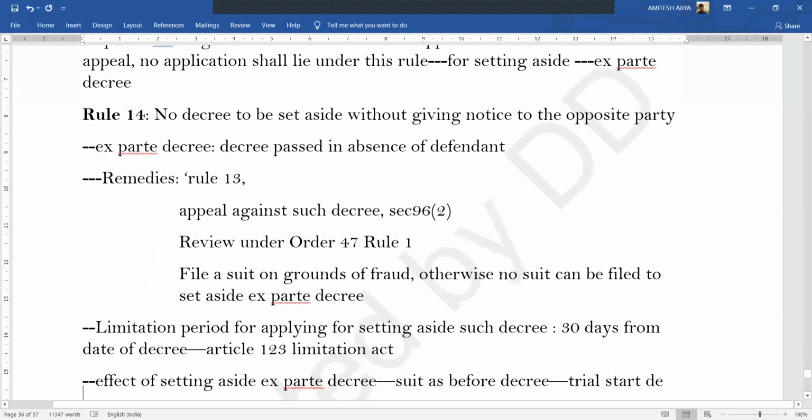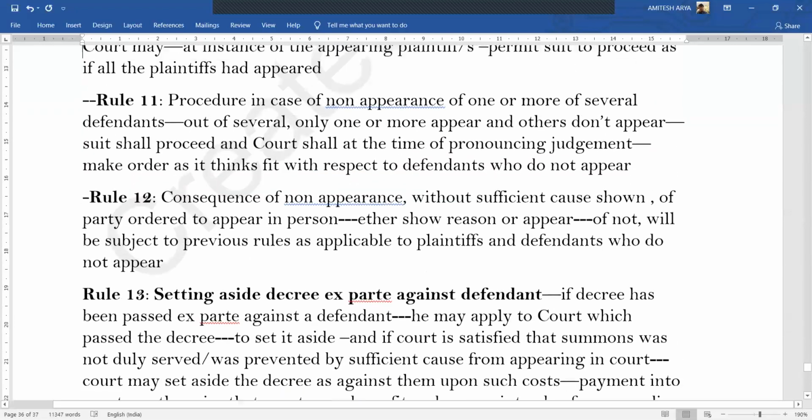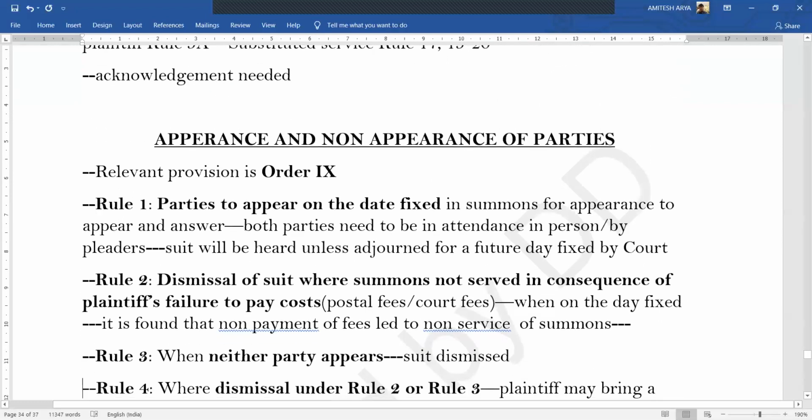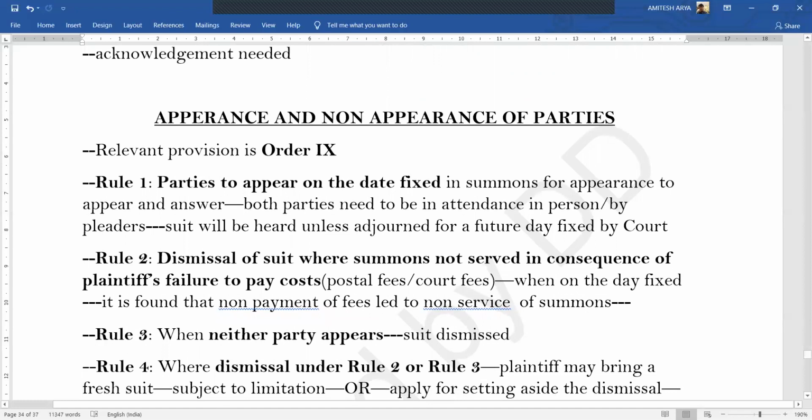Here I have not actually completed the in a nutshell part of it, but we'll still go back to it. In short, let's try and understand what we understood in Order 9. Now first we have to understand, because there is a summons, you need to appear. So the first point under rule 1 is that both the parties have to appear. Whenever you are called, whenever there is a date fixed, both of them have to appear. Rule 2 is telling, when the summons has not been able to be served because the plaintiff did not pay the cost, etc., the suit will be dismissed. Third rule is saying nobody has appeared, again dismissed. Rule 4 is dealing with rule 2 and 3. Here plaintiff is allowed to bring a fresh suit or pray for setting aside such dismissal order.